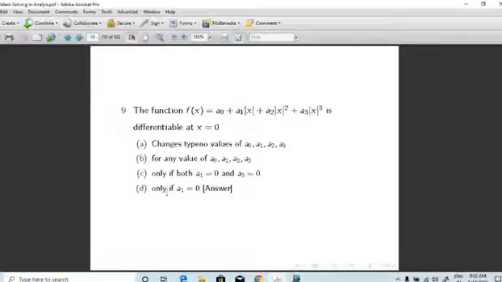Look at the last one. Only if a1 equal to 0, then this function is differentiable at the point x equal to 0. No problem for the others. If you take a2, a3, anything, it's always differentiable. Why? Actually, this is just x square. Therefore, the only problem is this term, so a1 should be 0. Don't worry about the constant term. A constant term is differentiable at all points. Therefore, only if a1 equal to 0, that function is differentiable at x equal to 0.